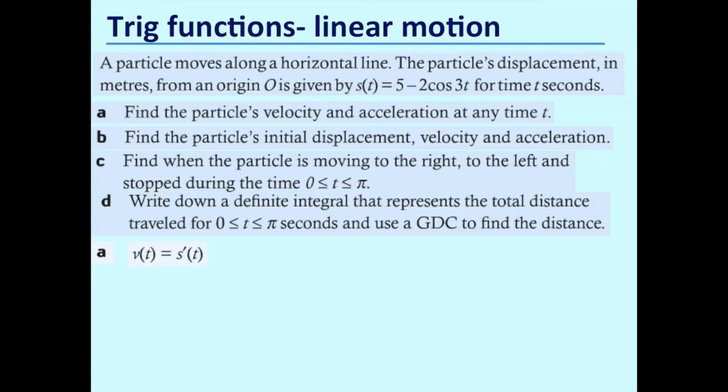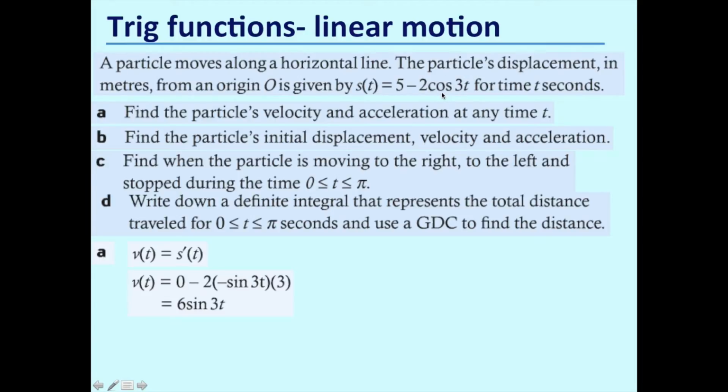In the first instance then, find the particle's velocity. So we said that velocity is a derivative of the displacement. So we've got a displacement function here. All we need to do now then is just differentiate it. So to differentiate it, we're going to have to use the chain rule. So this is the constant multiple rule as well, because it's -2 multiplied by this.